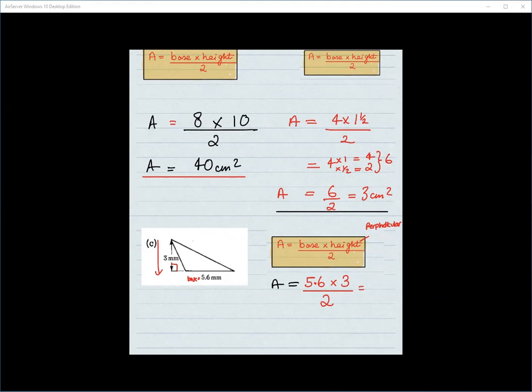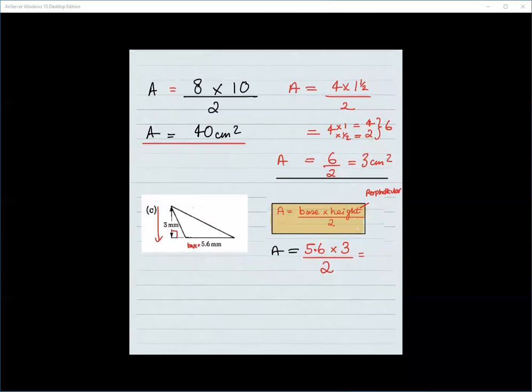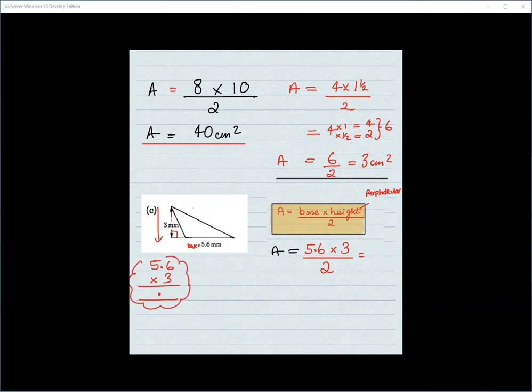Okay, what's 5.6 times by 3, Mr. Ibrahim? Ibrahim, what's 5.6 times by 3? 16.2. Is the answer 16.2? Okay, 6 times by 3 is 18. You give me the answer without giving me the working out. 15 add 1 is 16.